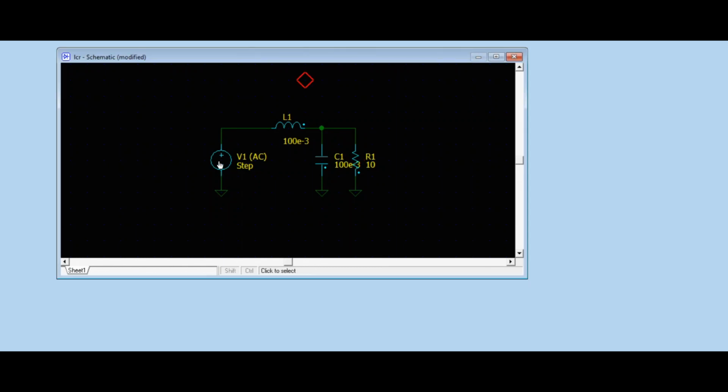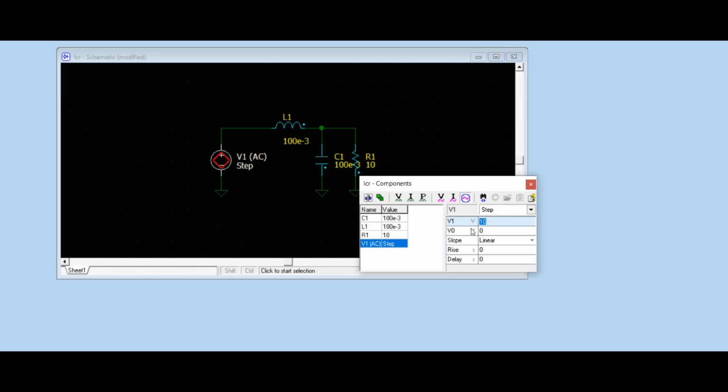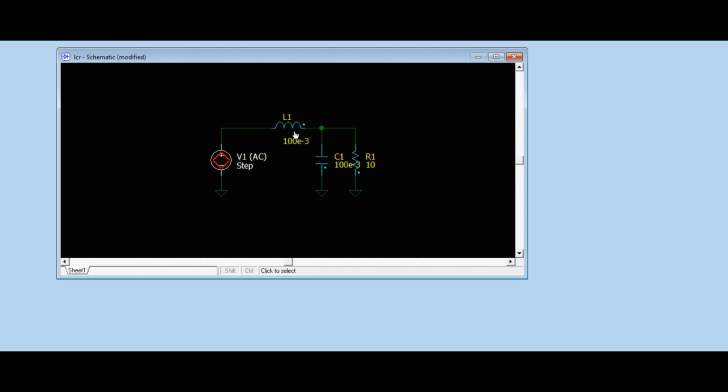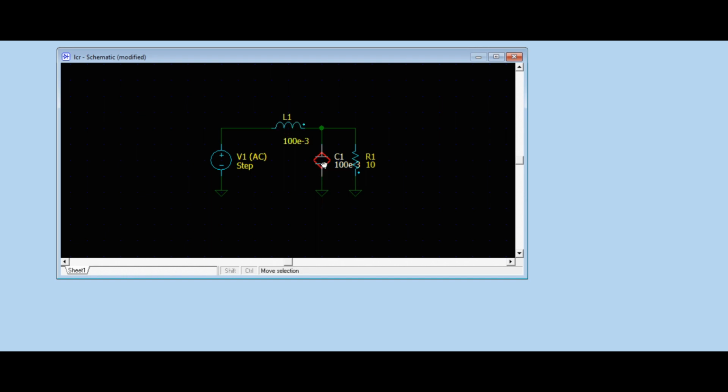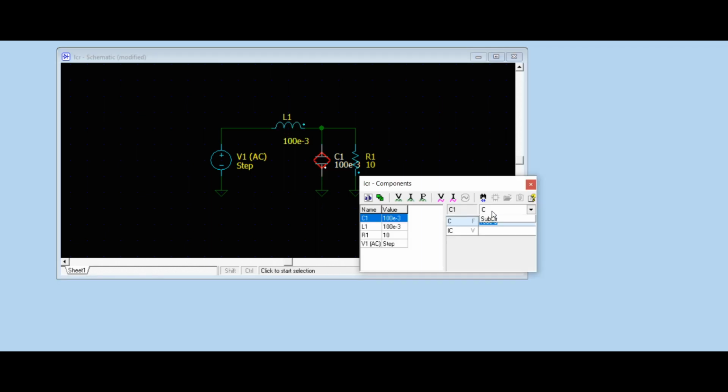Simple LC circuit. Components. Voltage source: a step voltage source with a value of 10 V. Inductor, L: an inductor with a value of 100 mH. Capacitor, C: a capacitor with a value of 100 mF. Resistor, R: a resistor with a value of 10 ohms.